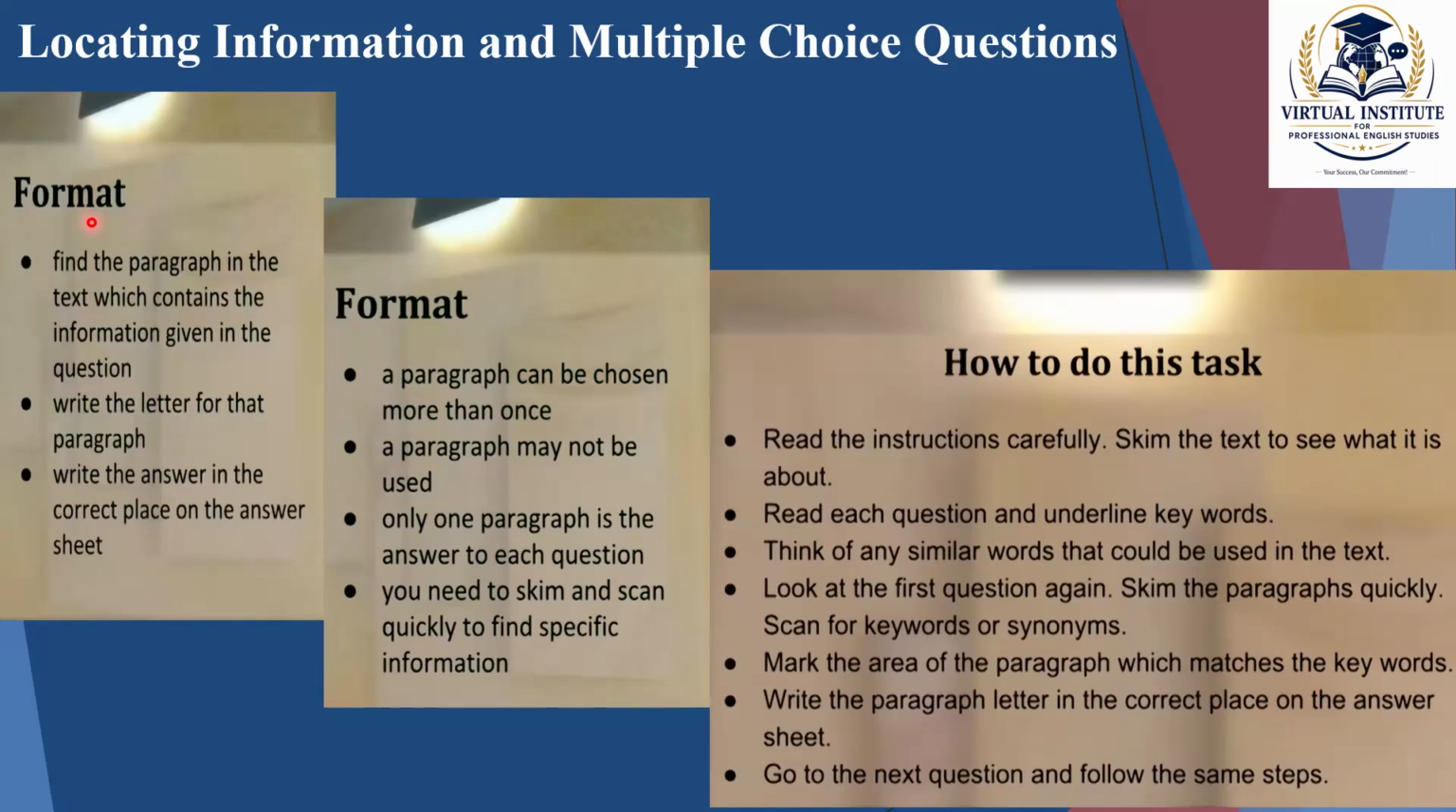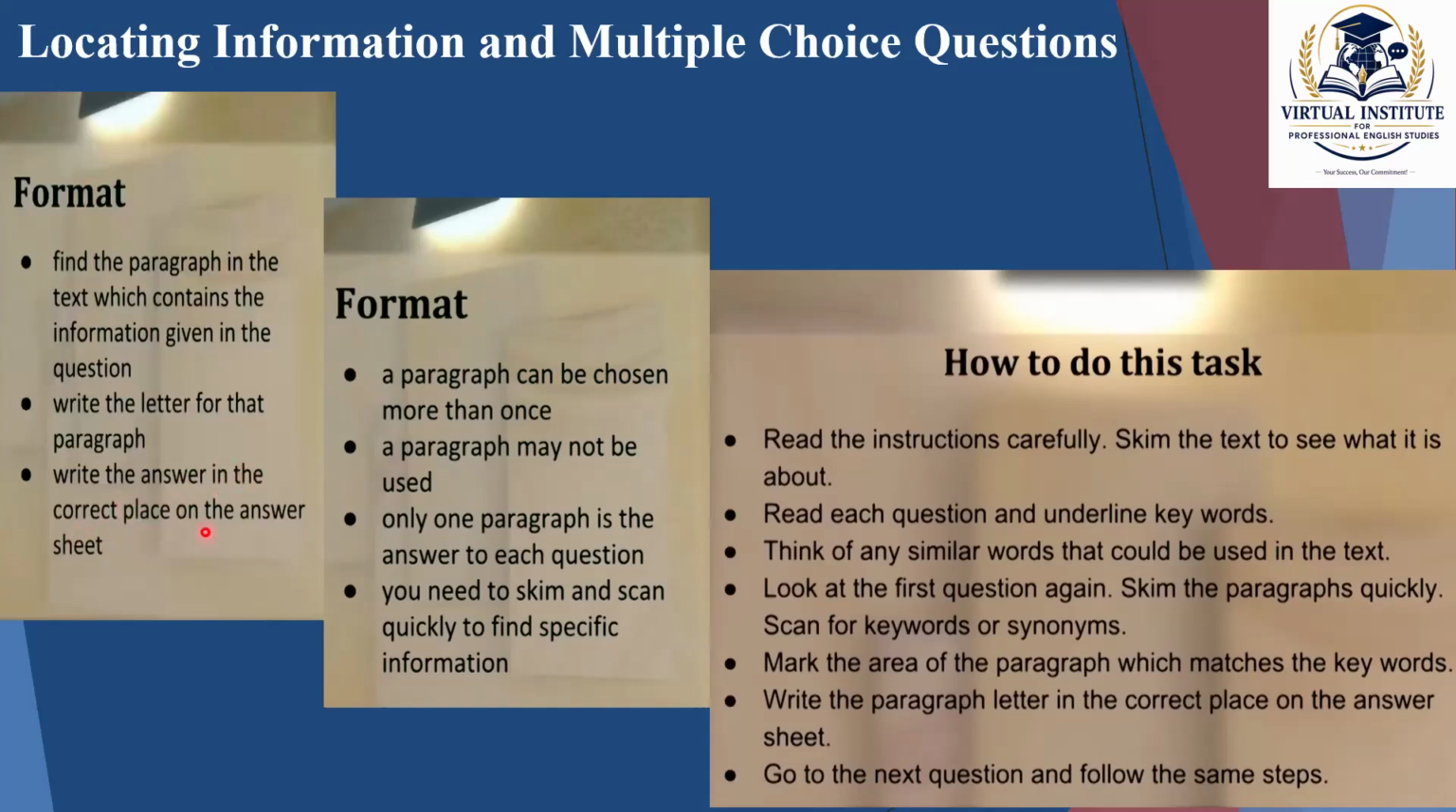Okay. So the format is that you have to find the paragraph in the text which contains the information given in the question, right? So you have to locate the information. Write the letter for that paragraph. You have to note down the letter. For example, if the information is available in paragraph B, you have to write paragraph B. If the information is available in C, you have to write C, right?